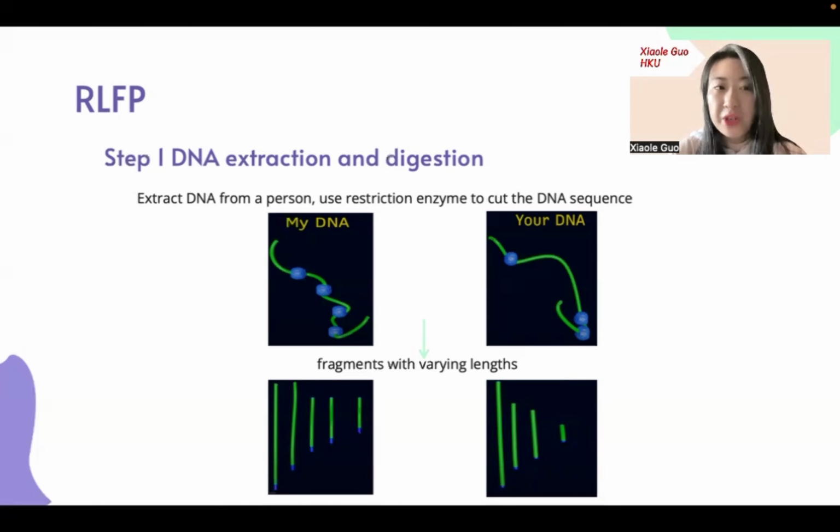So step one, we should first extract the DNA from a person, for example, from a suspect of a crime. And then we use something called restriction enzyme to cut the DNA sequence. Everyone's DNA is different, so our DNA sequence will be cut differently, as you can see. And then we can get fragments with varying lengths.